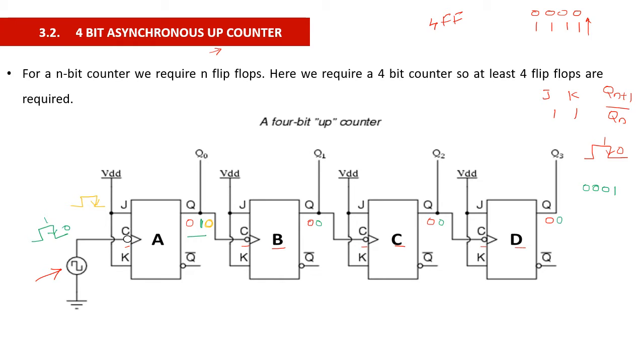So here the change is occurring from 1 to 0. That means it is a negative going edge. So the flip-flop B will also get triggered. It changes its state from 0 to 1.